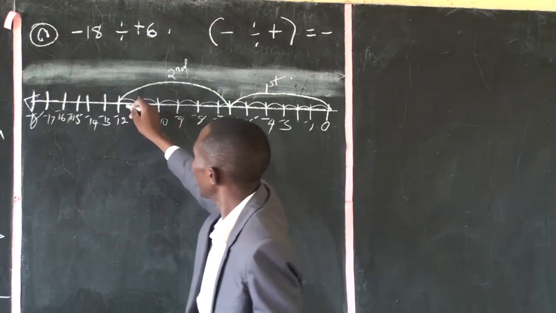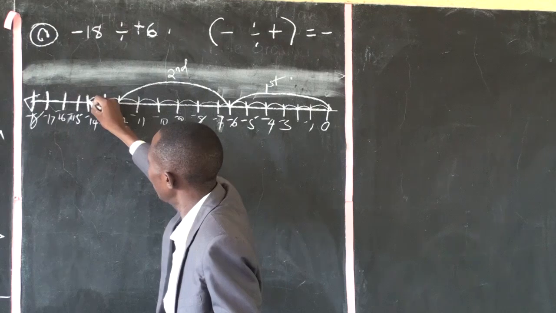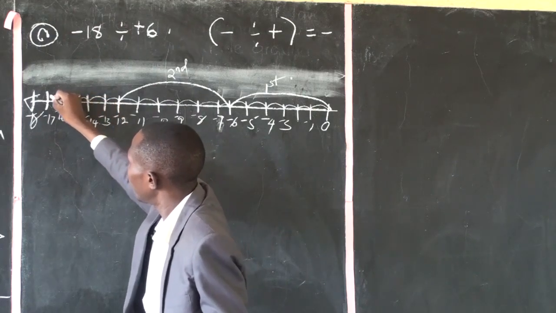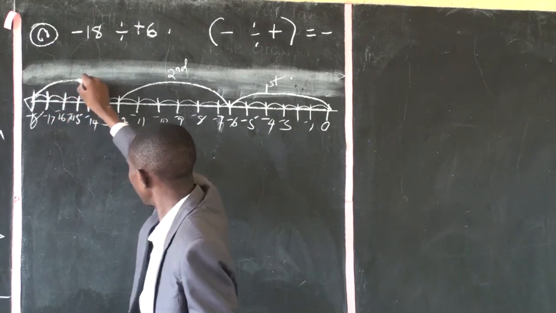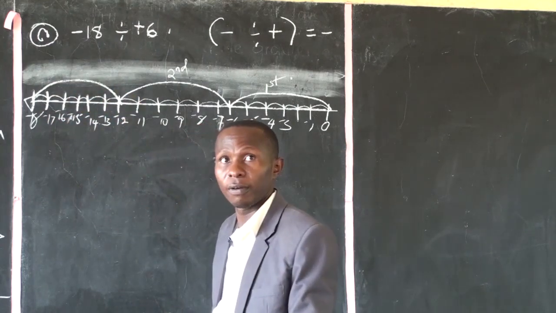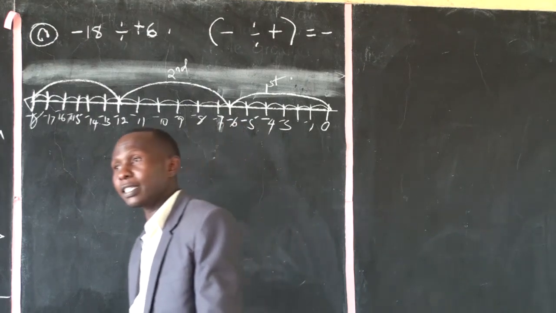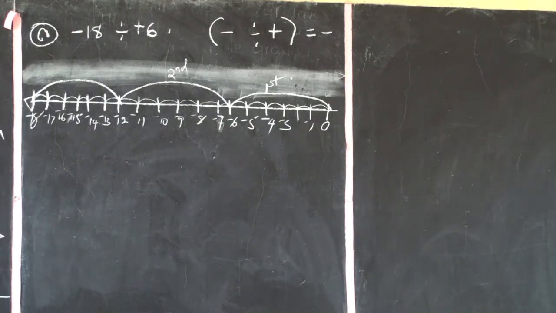I will say 1, 2, 3, 4, 5, 6. I will say this is another interval. If that is another interval, then I will ask myself, how many intervals are we having? You realize that when you count well, the intervals are only 3.